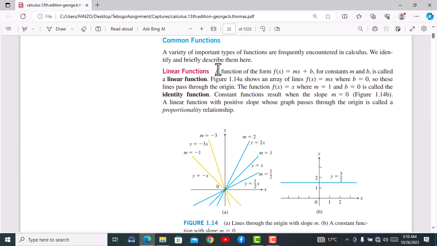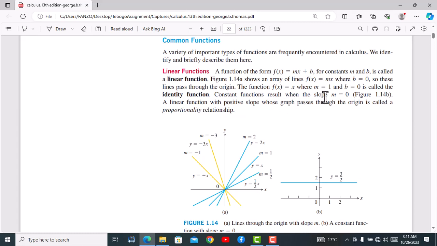Linear function, a straight line function. In other words, a function of the form f(x) = mx + b for constants m and b, because that's exactly what they are. m is a constant, it is the gradient. b is the y-intercept. They are constants because they are numbers. It's called a linear function. The function f(x) = x, where m equals 1 and b equals 0, is called the identity function.